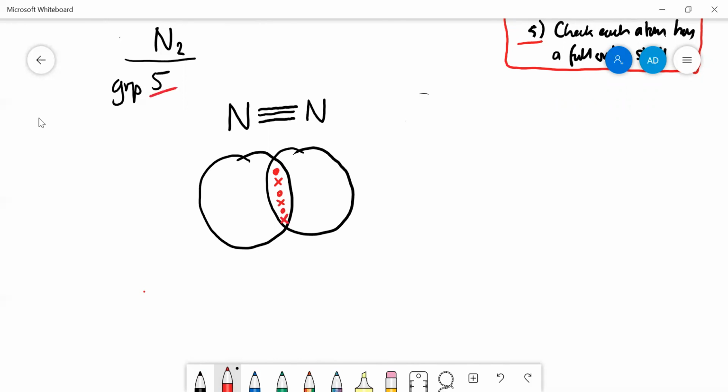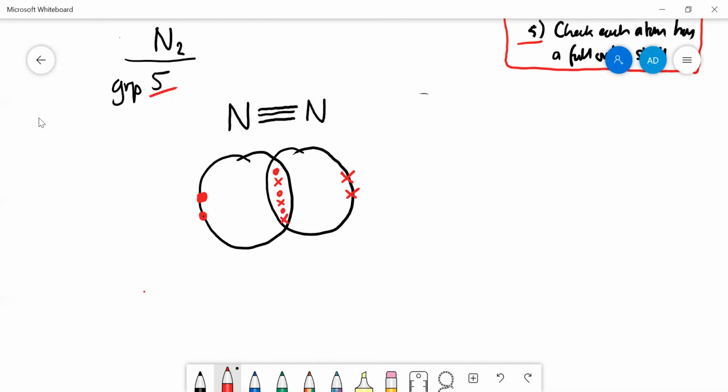Nitrogen is in group 5. How many electrons have I drawn for each nitrogen? I've only drawn 3, so I need to draw 2 more. So 2 more and 2 more there. So you can see that there each nitrogen thinks it's got 8, 2, 6, 8, and that one there. So that would be the correct structure for nitrogen.